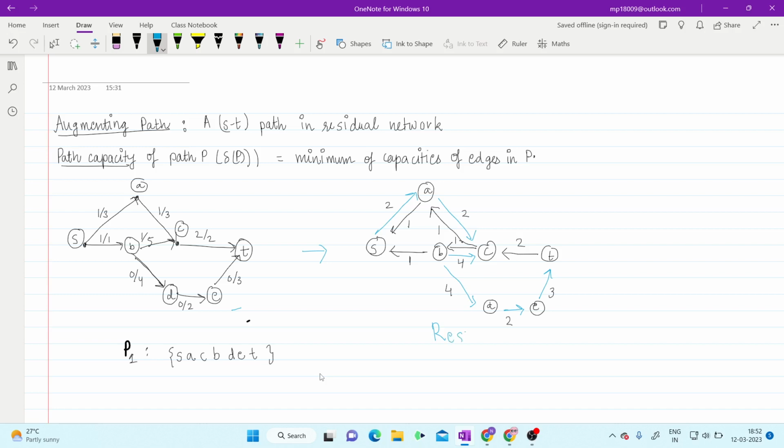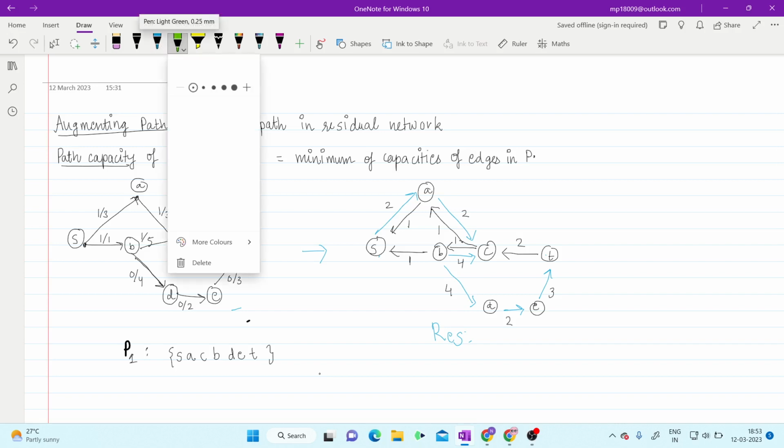Once you have this residual flow, the augmenting path is a path from source to sink vertex in the residual flow diagram. So augmenting path is basically you want to go from S to T in the directions suggested in the directed graph. So any directed path from S to T in the residual flow graph is your augmenting path.